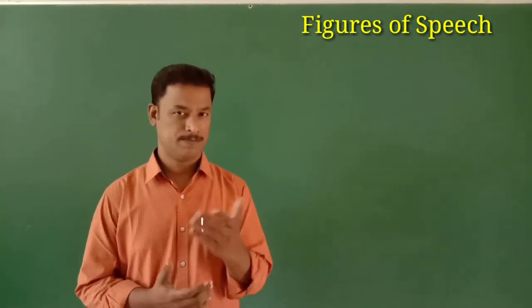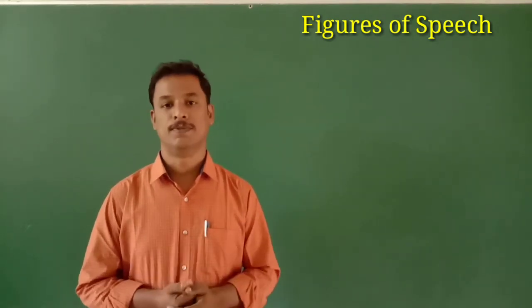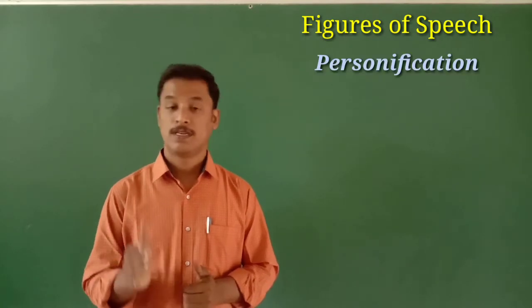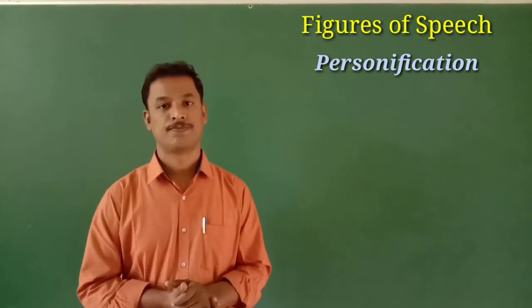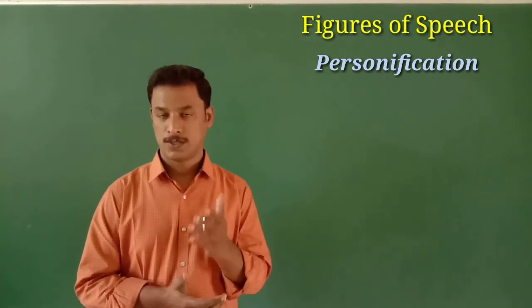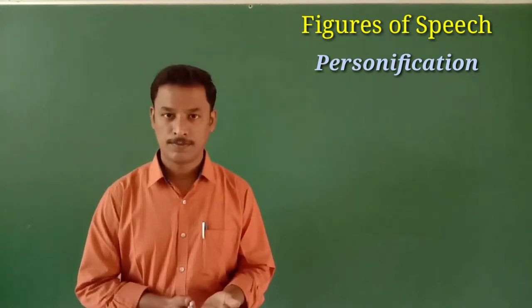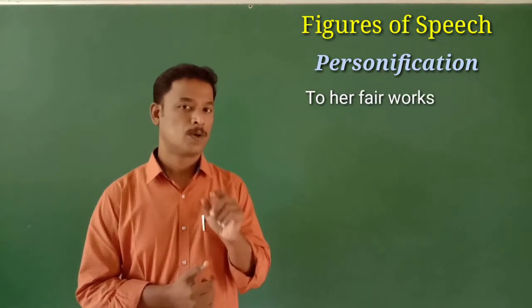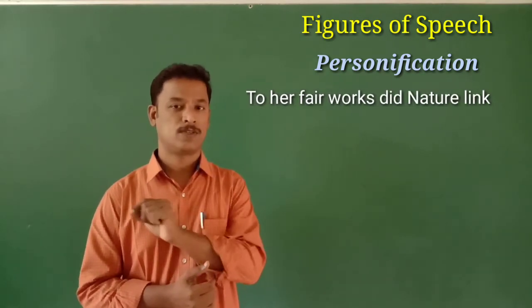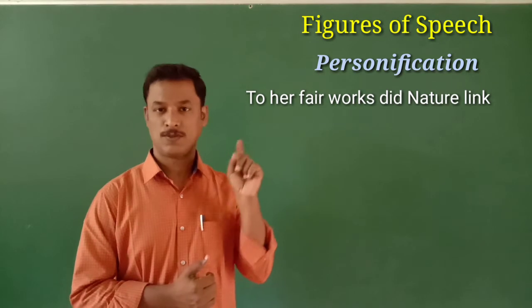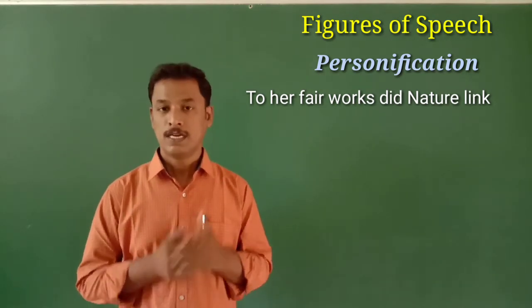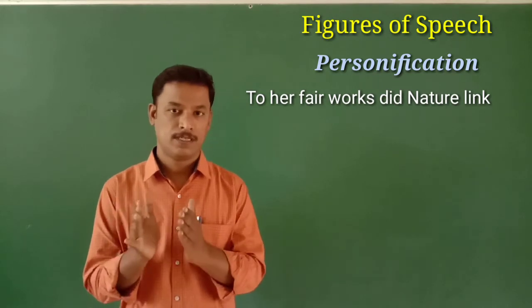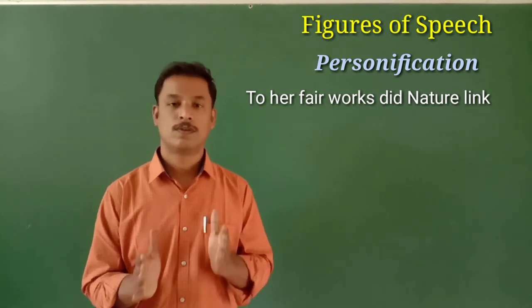Wordsworth uses many literary devices in this poem. Personification is the most common of the literary devices used here. In stanza 2, line number 1, he says, "To her fair works did nature link." The figure of speech used in this line is personification, because nature is personified to link the human soul to herself.